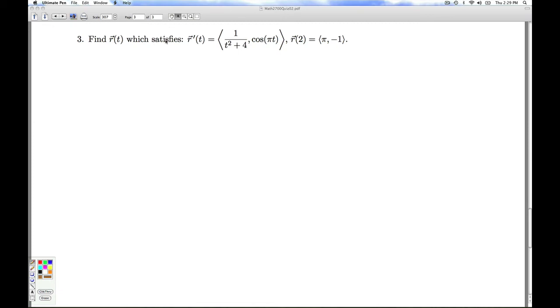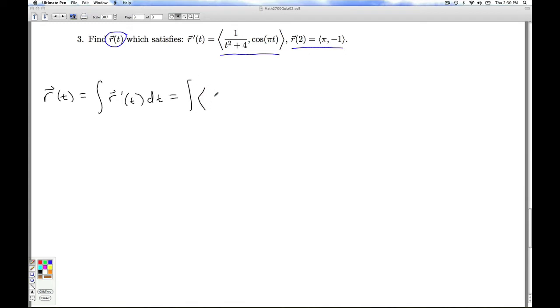Okay, our last problem on checkpoint quiz 2. We're asked to find the vector valued function r of t whose derivative is this and which satisfies this initial condition. So how do I go about doing this? Well, to recover r of t from its derivative, we take the antiderivative of its derivative.